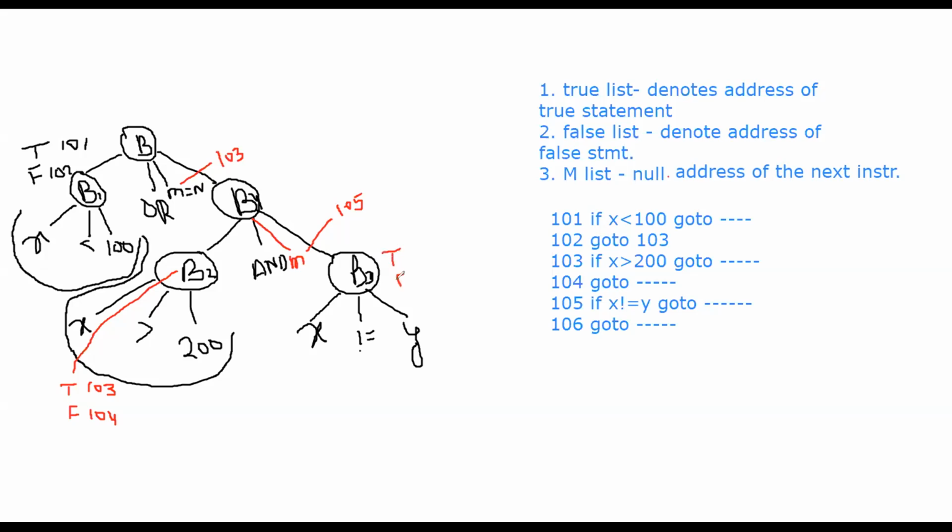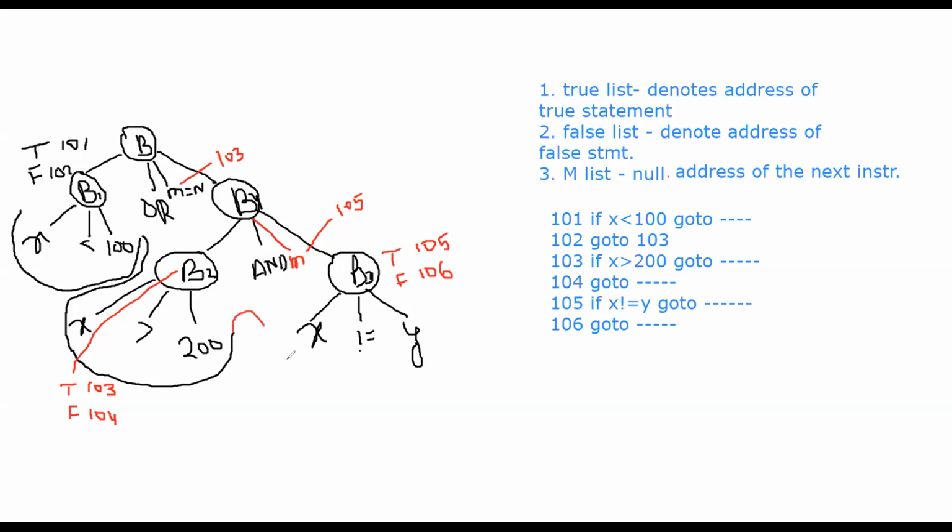Now we'll create the true list and false list of B3. Now where is B3 written? B3 is written at line number 105. So the true list will contain 105. Where is the false statement written? The false statement is written at line 106. So the false list will contain line number 106. So I hope this much is clear to you.